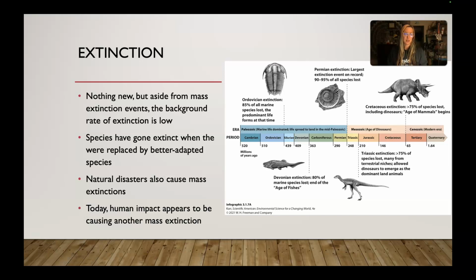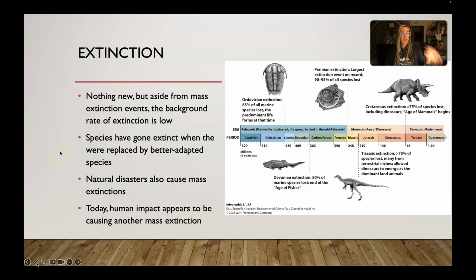Extinction also is something that's nothing new, just like natural selection and evolution. But aside from mass extinction events, the background rate of extinction is actually quite low. We've had basically five main mass extinction events over our geological time periods, mostly, we believe, due to climatic changes and geological conditions. So gigantic volcanoes continuously going off to change the climate of our planet, or meteor strikes, which we believe is what wiped out the dinosaurs, right? So we've had these periods in time throughout the Earth's life.